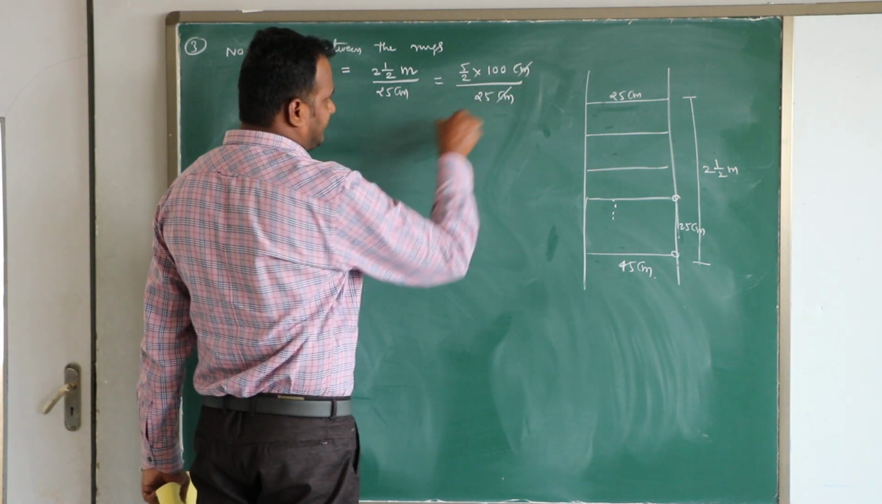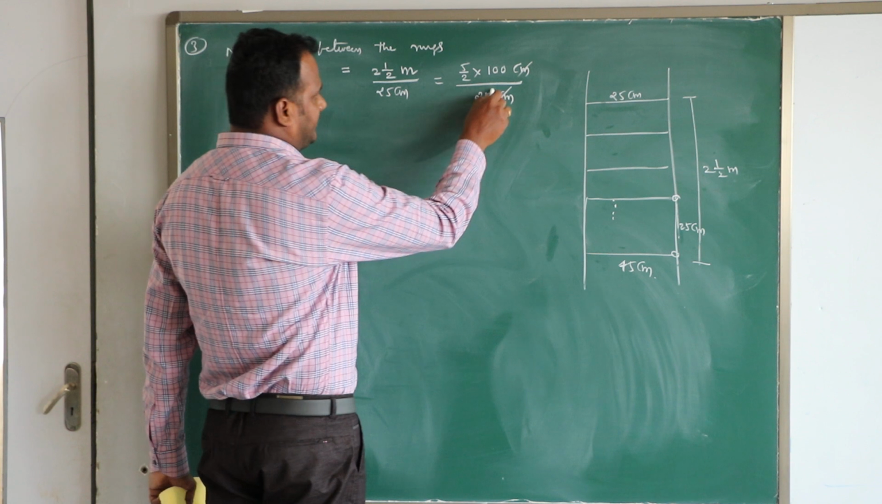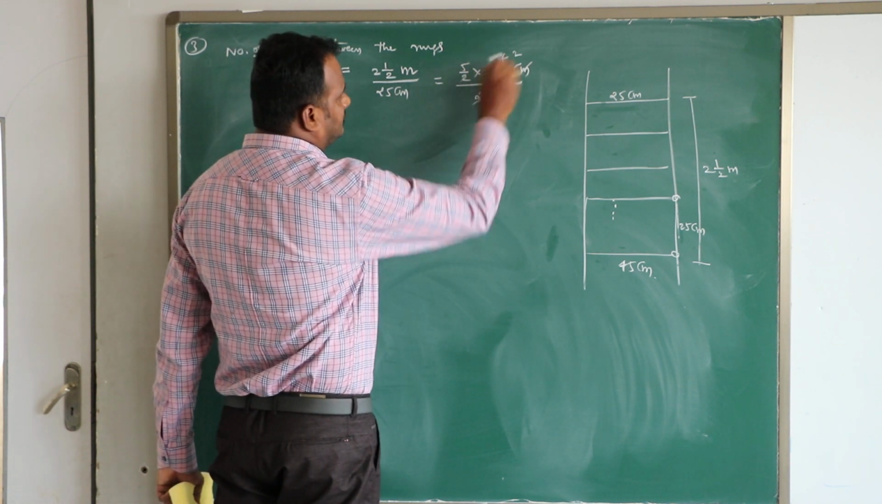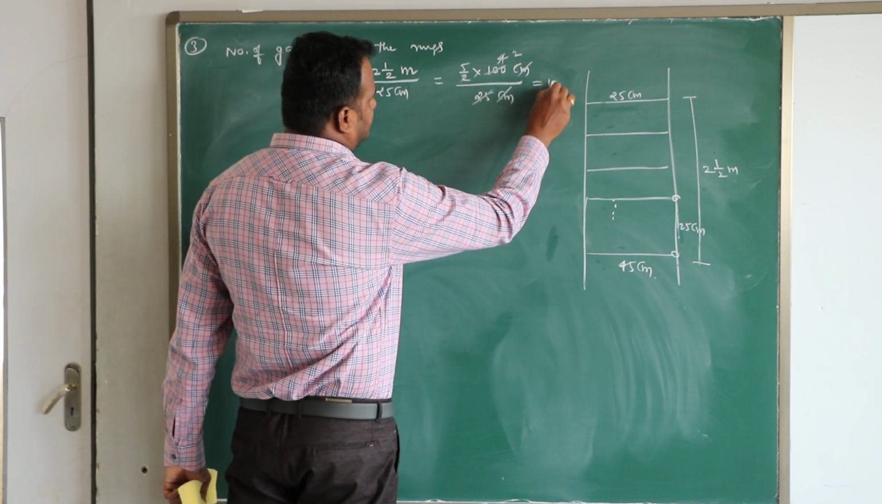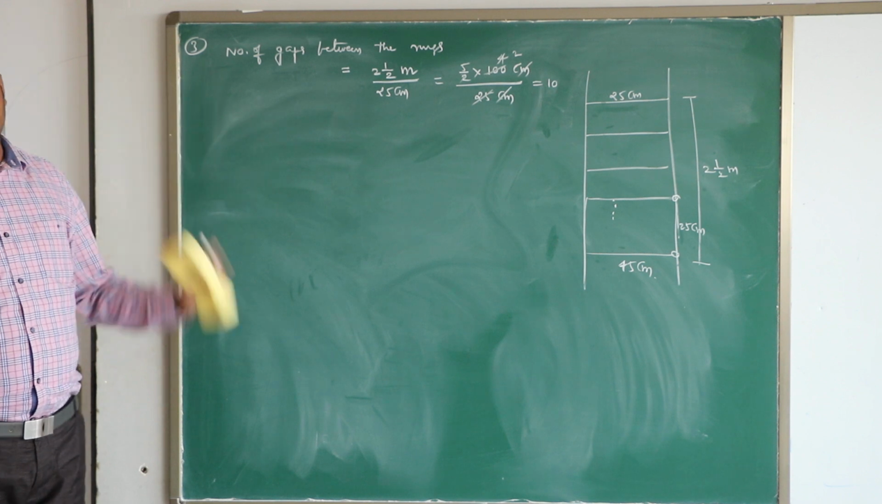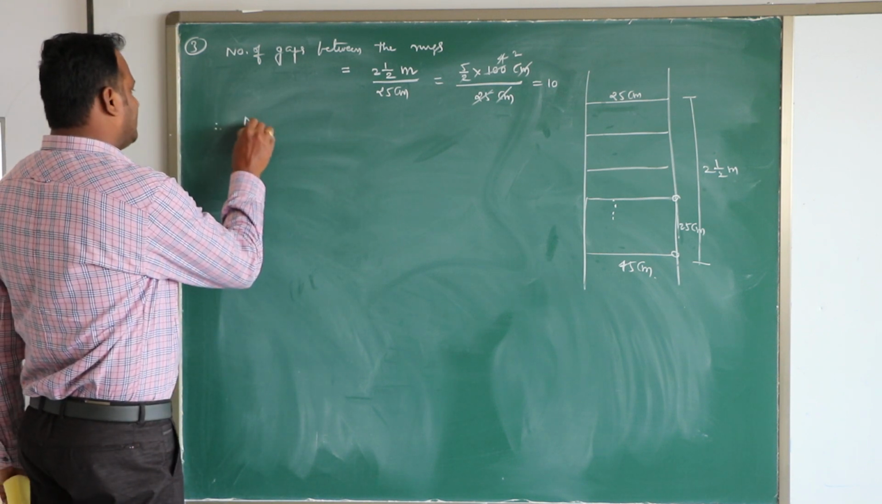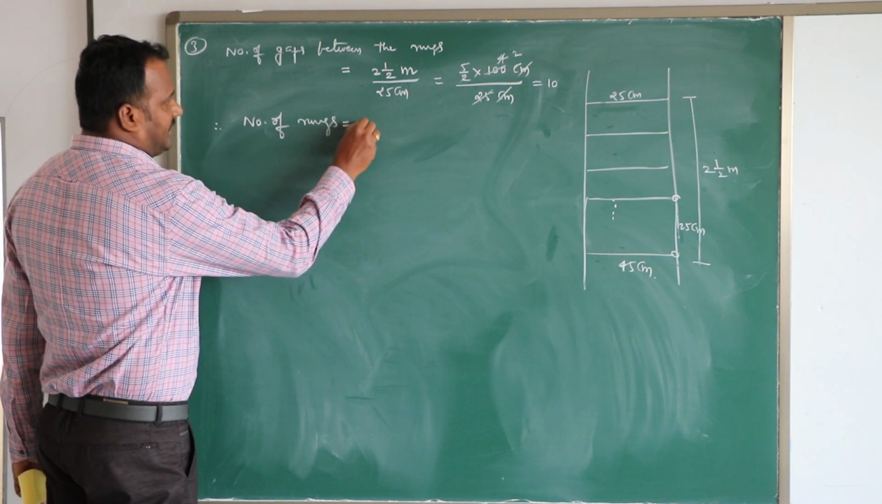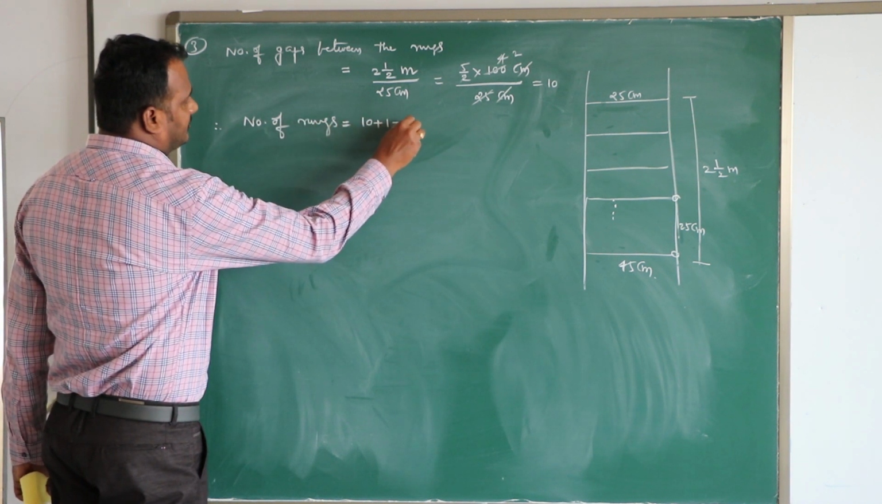So can we cancel centimeter, centimeter? 25 ones are 25 and 25 fours are 100, and 2 ones are 2 and 2 twos are 4. 5 times 2 is equal to 10. What does the 10 mean? It is the number of gaps. Therefore, number of rungs is equal to number of gaps plus 1, which is equal to 11.